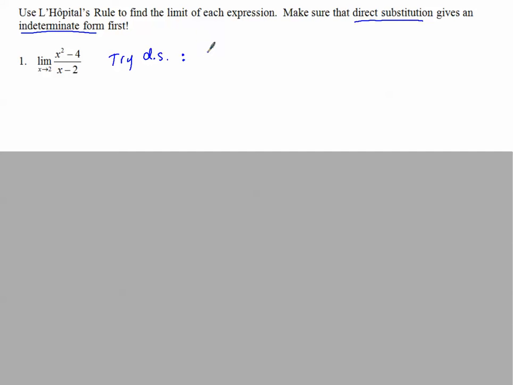And here's what I see. 2 squared minus 4 over 2 minus 2 equals 0 over 0. That's an indeterminate form. Now we know that we have the option of factoring. However, because we have this new method, let's try the new method. So I'm going to use L'Hopital's rule, which means I'm going to write the limit as x approaches 2, and take the derivative of the numerator, which is 2x, and the derivative of the denominator, which is 1.